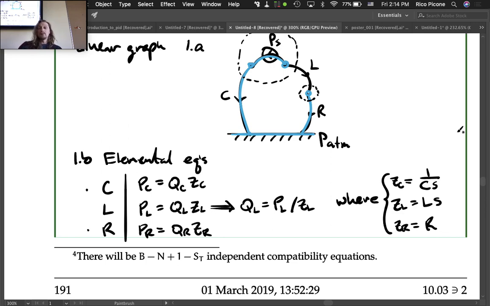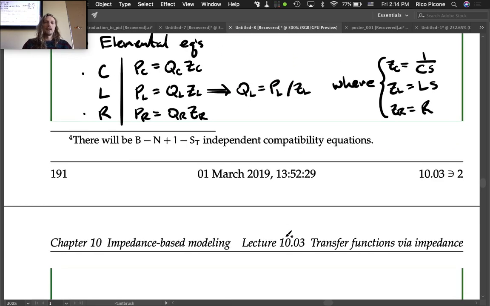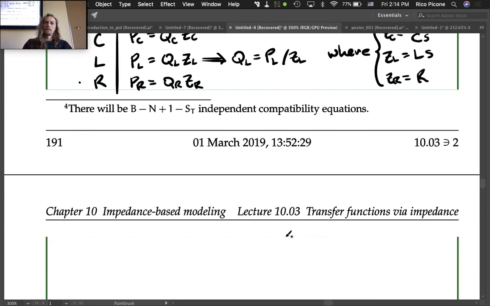I recommend not plugging in those impedance values until the very last step. Otherwise, you're just going to carry around a bunch of S's. There's really no need for it. So just leave everything as ZC, ZL, and ZR. Do your solution, and then at the very end, plug in those values for Z, and then simplify it down at that point. Save you a lot of headaches along the way.